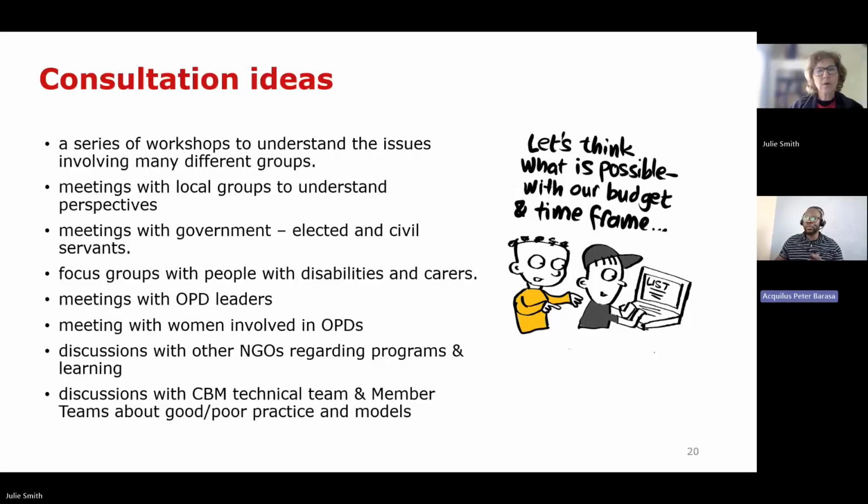Member teams have perspectives because often their funding is across many different countries. So you can bring some of those perspectives from other CBM funded projects.